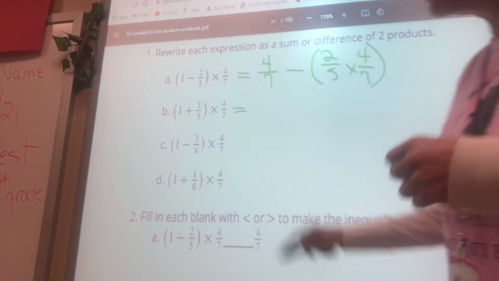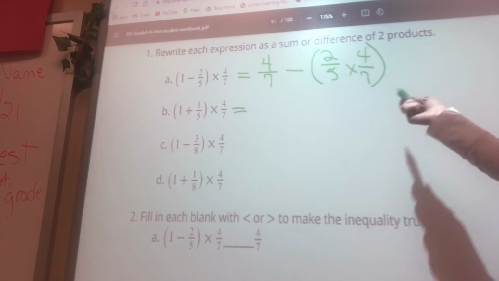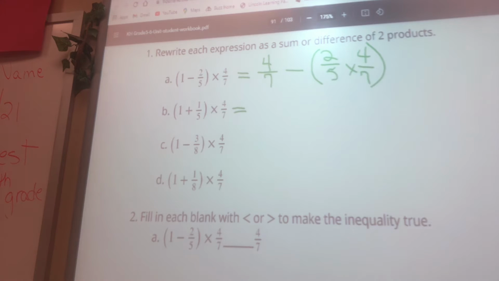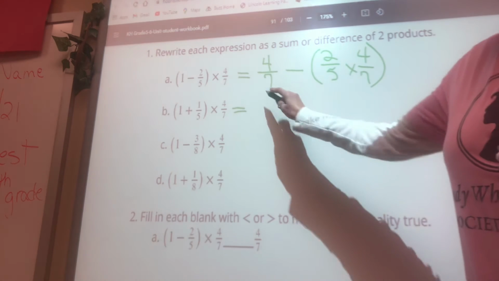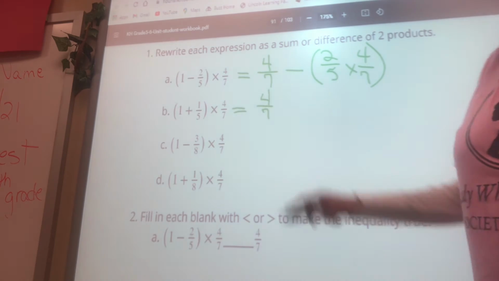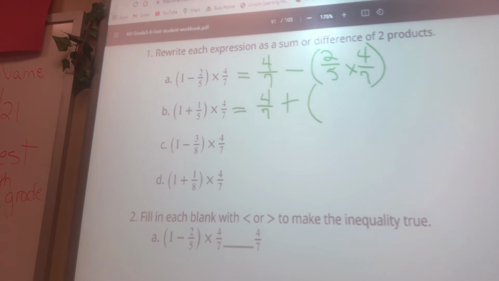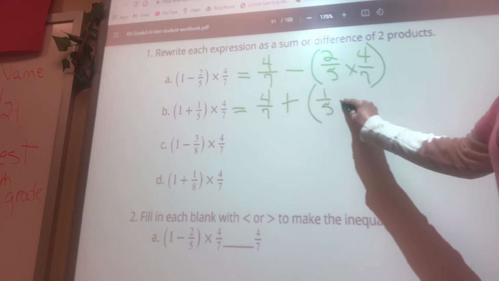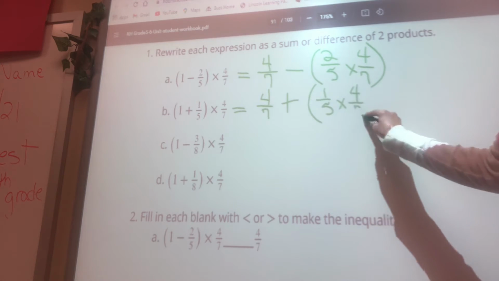So what would this one look like? Look at this one. And then look at this one. See what this one would look like. How would it start? 4/7, okay. Plus 2/5. What times? Look at it closely. 1/5. 1/5, okay? Because we're just distributing it differently.